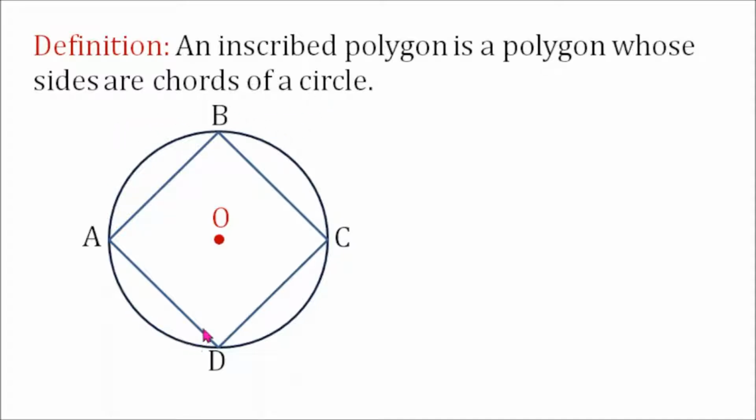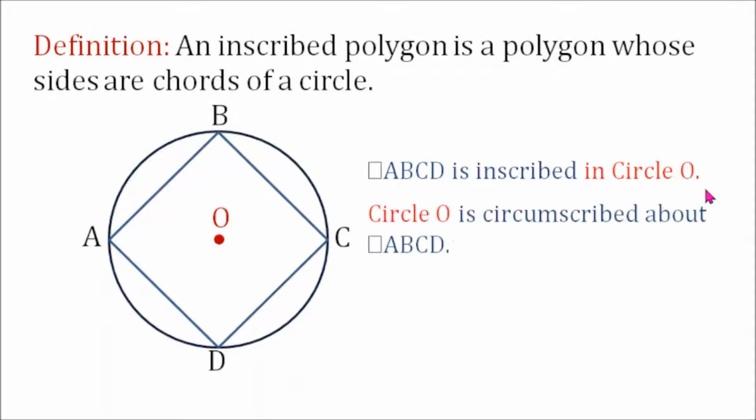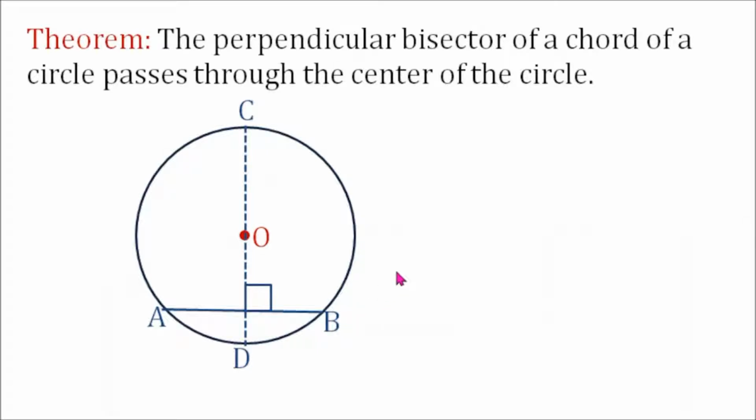In our figure, the sides of quadrilateral ABCD are chords of circle O. So we can say that quadrilateral ABCD is inscribed in circle O, or we can say circle O is circumscribed about quadrilateral ABCD. We have 3 theorems in this lesson.